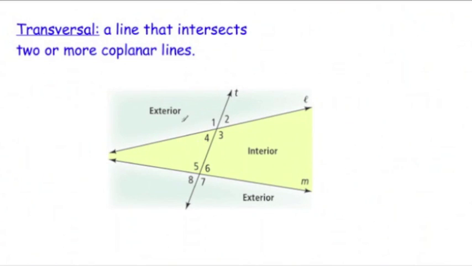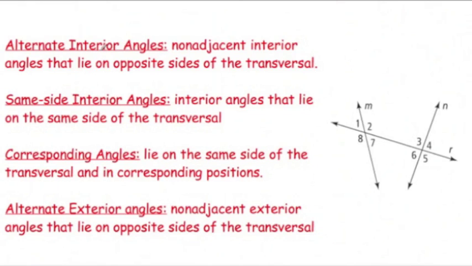As you can see, if you have two lines, you have an outside, the exterior, and what's between the two lines, also known as the interior. This line that cuts through them both is called the transversal. If I were you, I would copy these down, then let's talk about them. You might want to pause it and copy those down.